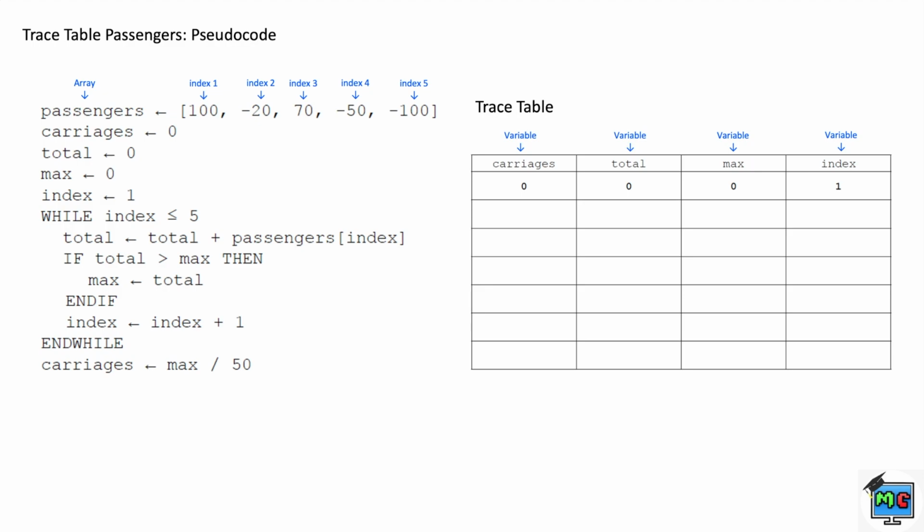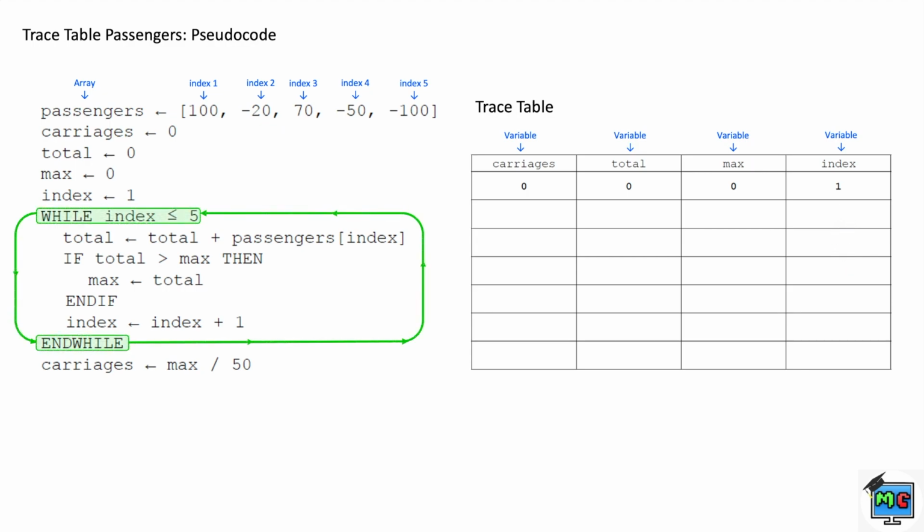Now if you look at the next line, it says while index is less than or equal to 5. So every time it hits this line, it checks if the index is less than or equal to 5. And this is actually a while loop. You can see while index is less than or equal to 5, do this. The lines 1, 2, 3, 4, 5 will be repeated until the index is 6.